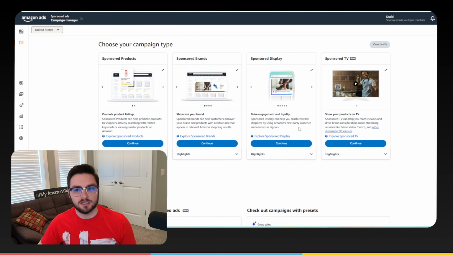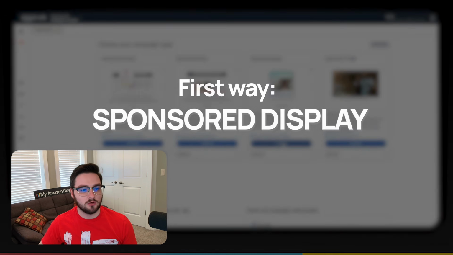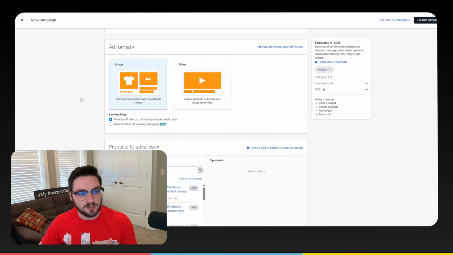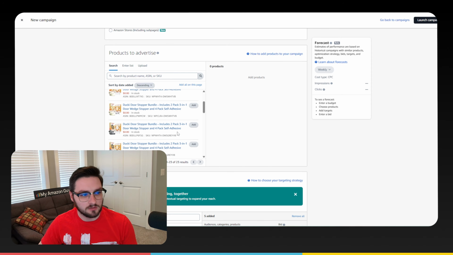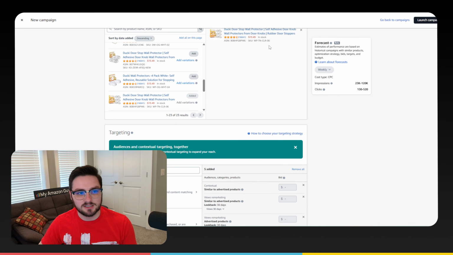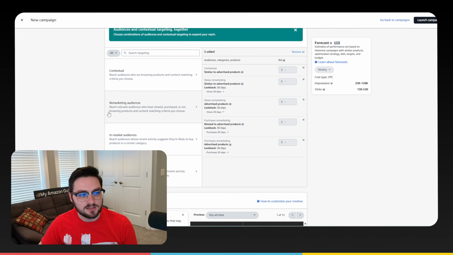The first way is a very easy one, Sponsored Display. So if we go into Sponsored Display, which I believe many people are a little scared of at times, there is one specific way you should be going about this. So we'll add one of these products in here. Let's say this is the one that we know after Prime Day we're going to do well on. You'll see this audience group for remarketing audiences.